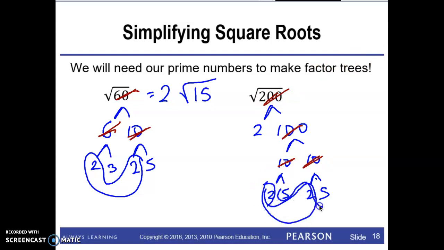Whoops, I missed my 2. And I've got a circle of 5's. And 2 times 5 on the outside, that's 10, which is the same thing I would have gotten before. And then I have this 2. It doesn't have a buddy, so it has to stay inside. So square root of 200 simplifies to be 10 square root of 2.